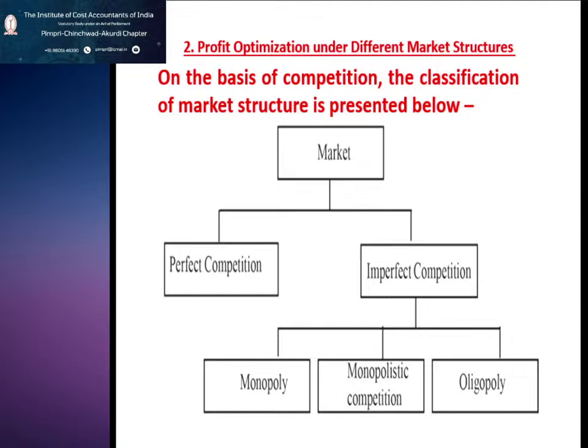Then on the basis of competition, the classification of market between perfect competition and imperfect competition. So perfect competition was also called a perfectly competitive market, and imperfect competition was called an imperfectly competitive market. In imperfect competition there are three subcategories: monopoly, monopolistic competition and oligopoly. In oligopoly again there is a duopoly also.